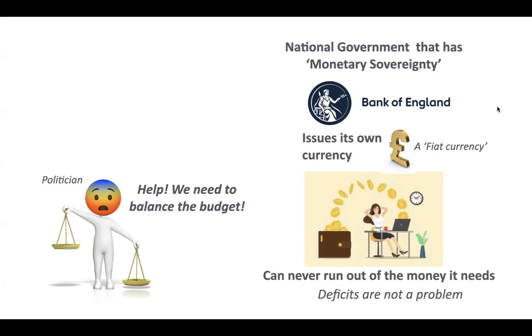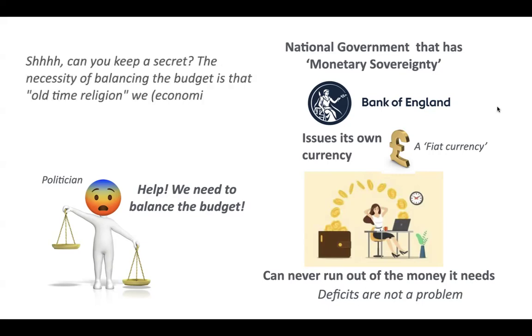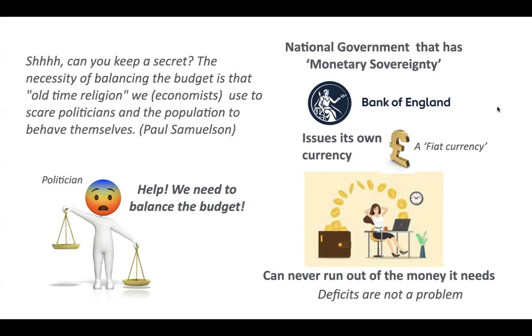But here is a secret. And this is a quote from Paul Samuelson, an American economist, and I think I heard this via Randall Wray, another economist, quoting him: "Shh, can you keep a secret? The necessity of balancing the budget is that old-time religion we use to scare politicians and the population to behave themselves." We being the economists.